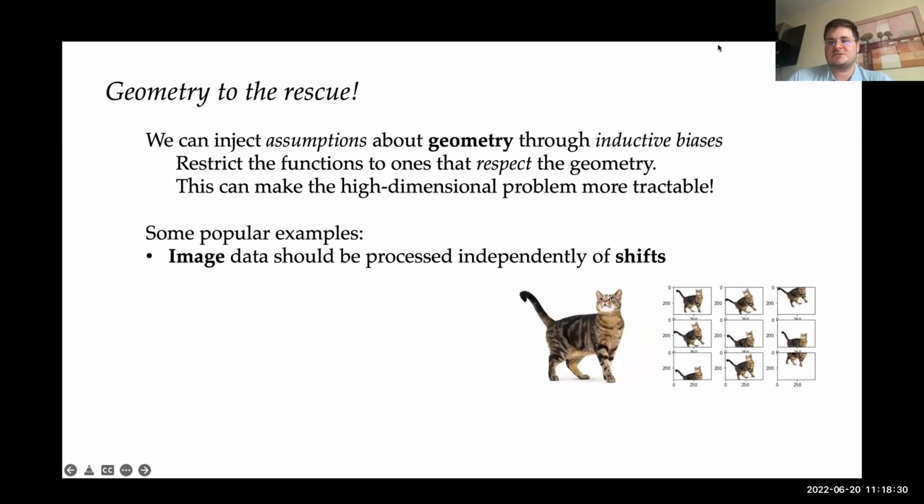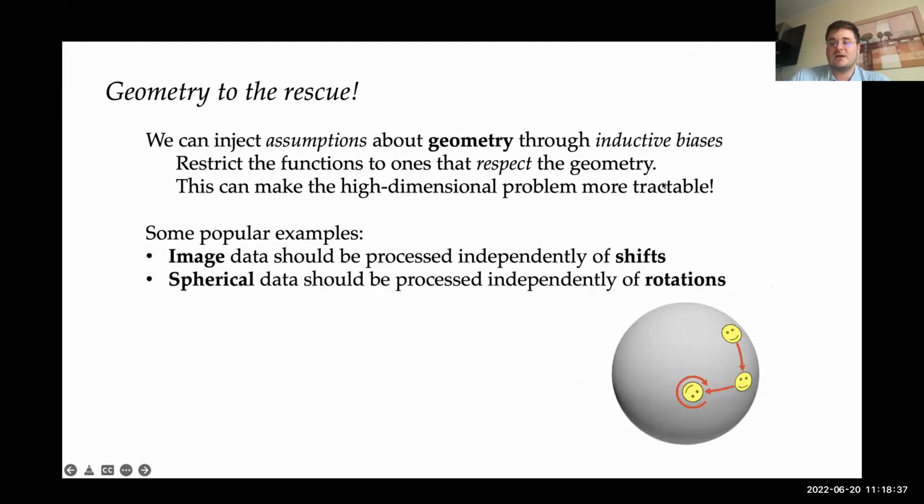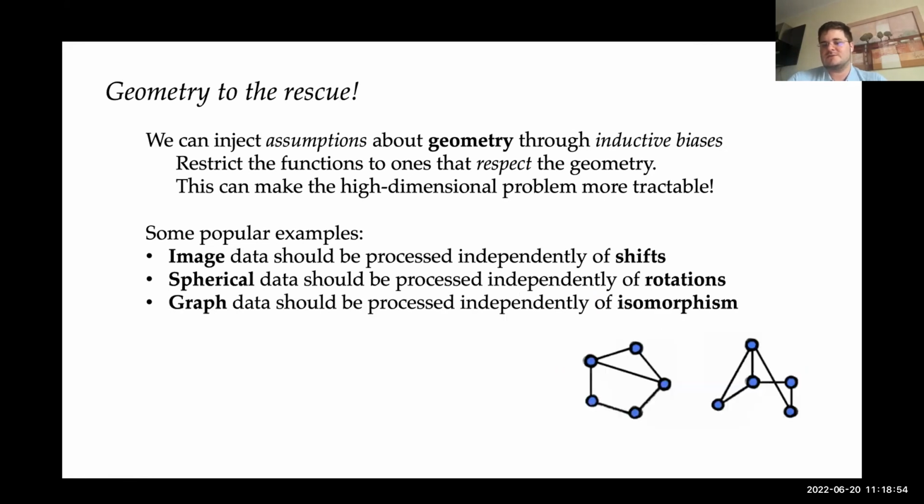So in the case of images, you might want to process this image data independently of any shifts. For example, in the case of this cat image over here. For a more exotic domain, if you have data that lives on a sphere, you have the smiley face on a sphere, it is still the same smiley face no matter how I choose to rotate it along the surface of the sphere. So spherical data should in principle be processed independently of rotations. And when it comes to graph representations, which is the area that we're all here to listen to, this data on a graph should be processed independently of any isomorphisms. So here, I've given you two graphs.